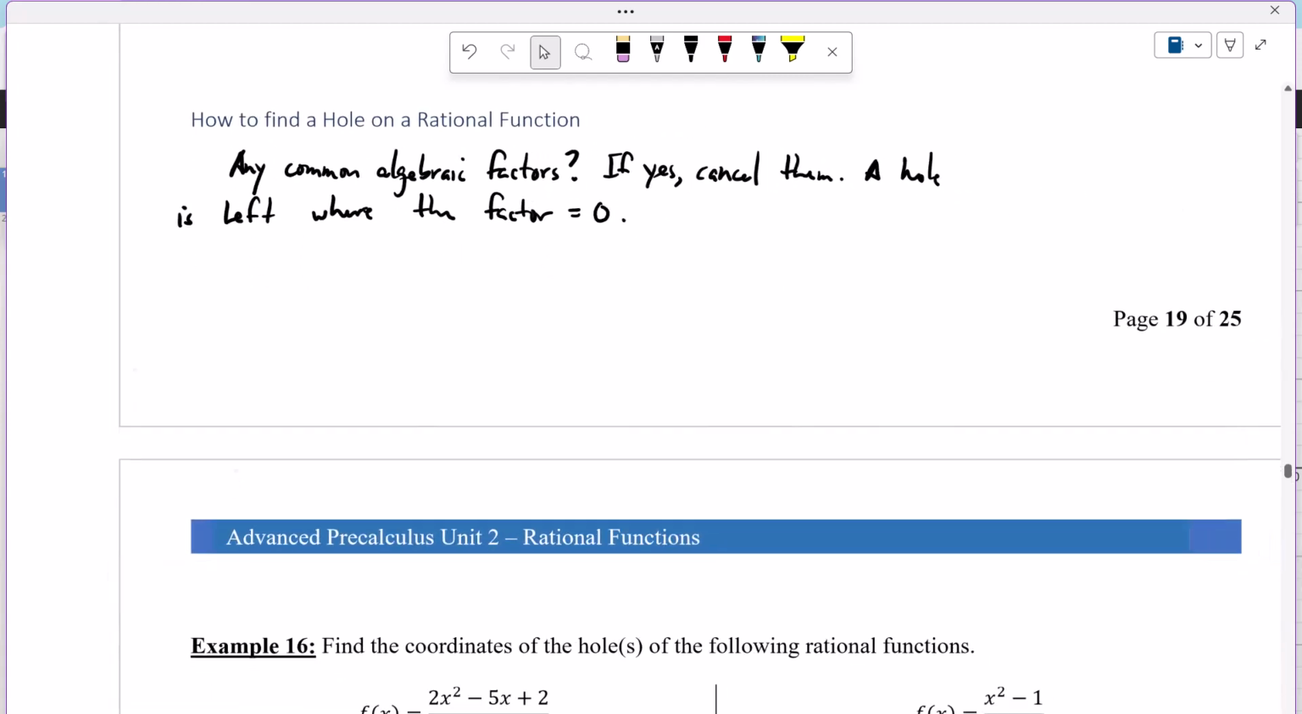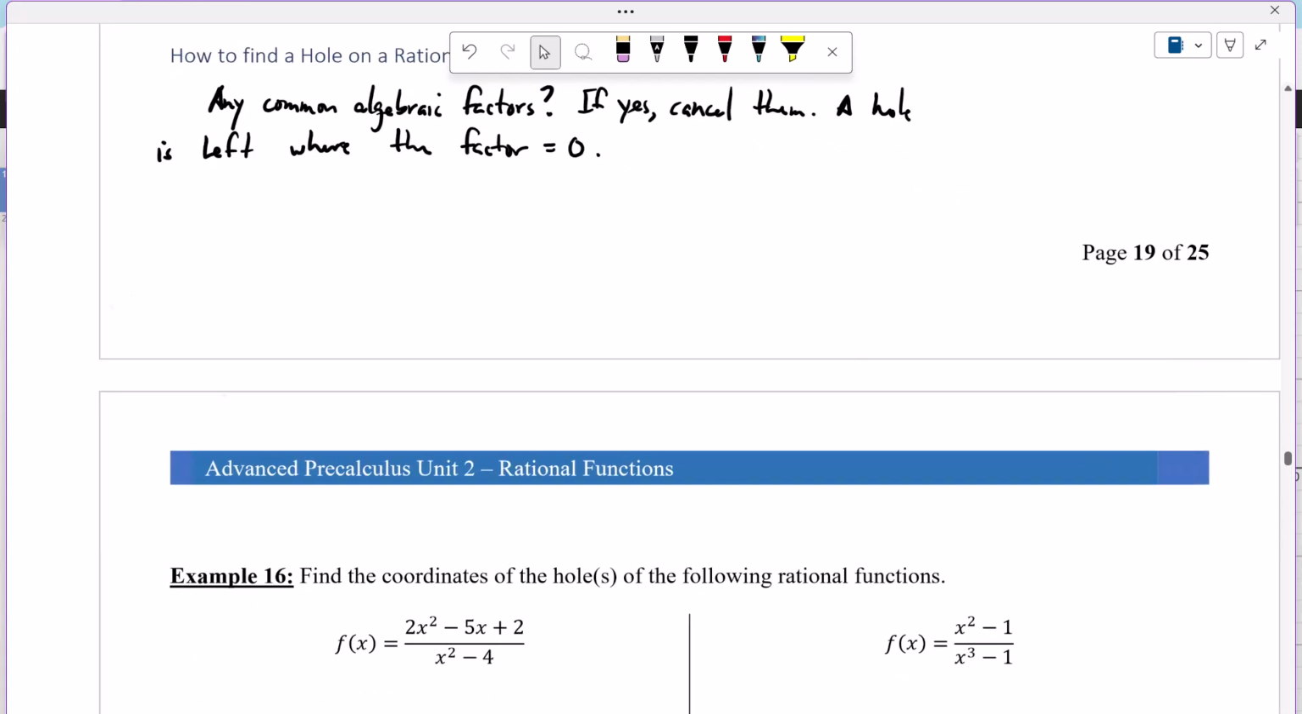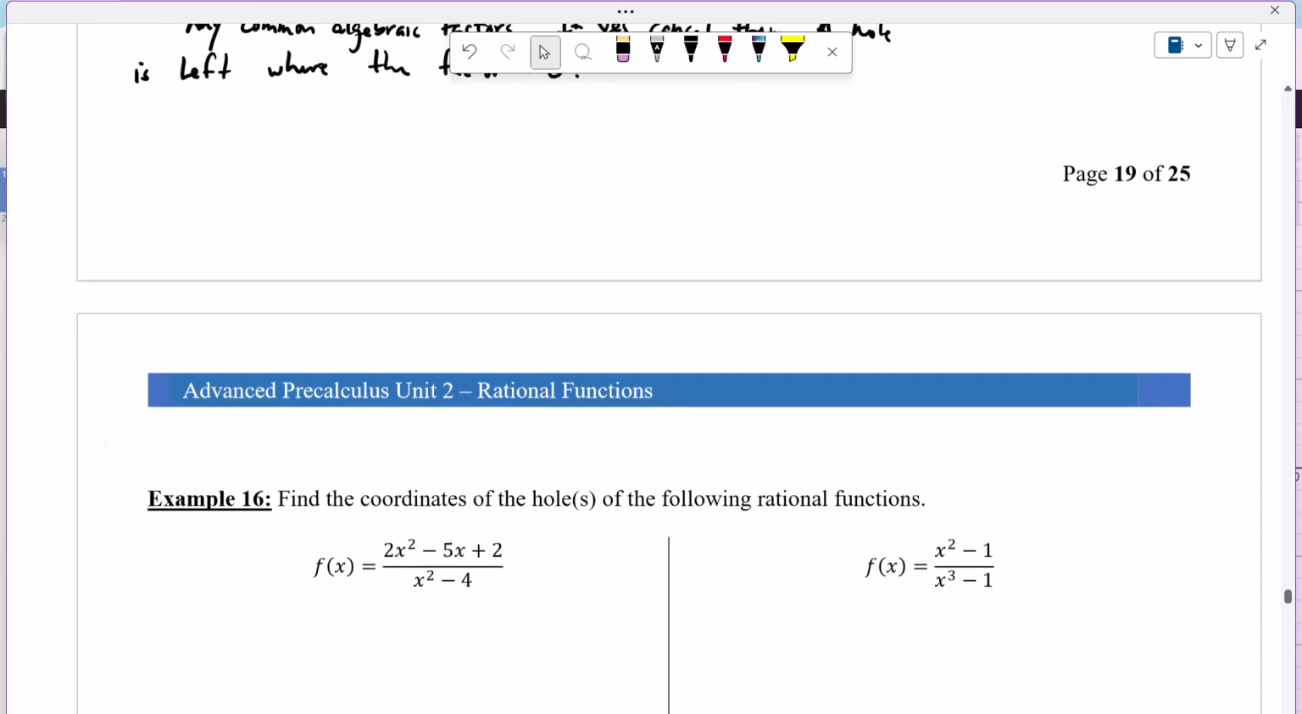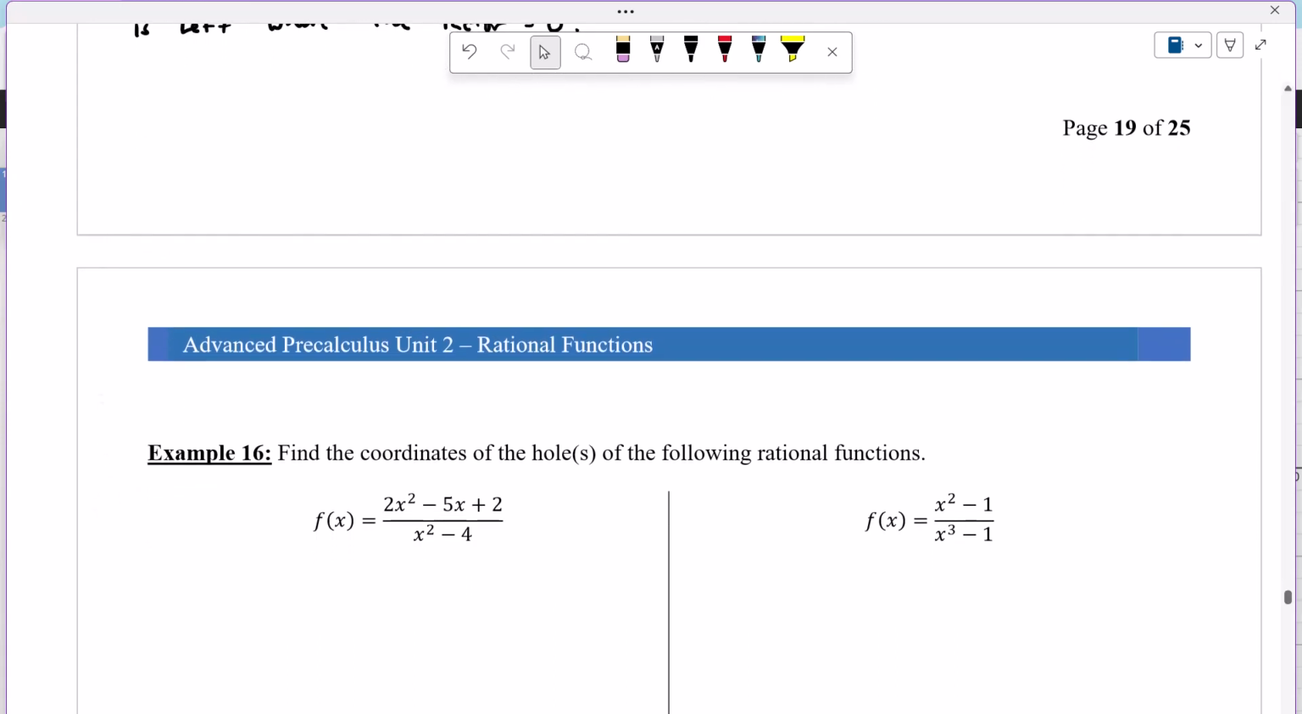So let's take a look at this problem here. Find the coordinates of the hole or holes of the following rational functions. Do you want to factor the top or the bottom first? The bottom is so nice, it's like eating dessert first. Difference of squares: x minus 2 times x plus 2. For the top, I think one of them is going to be x plus or minus 2, or both minus.